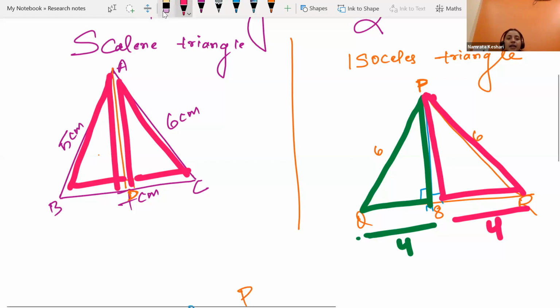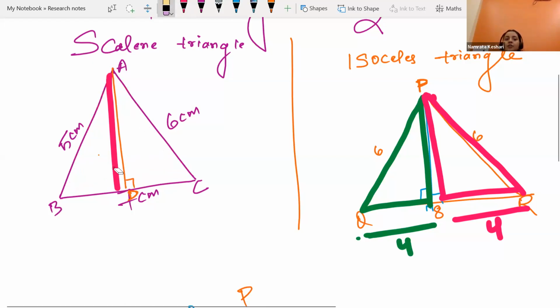So for a scalene triangle, do I want to say that we won't be able to find the height, and hence the formula 1 by 2 into height into base we cannot use for finding the area? Yes, I want to say that.